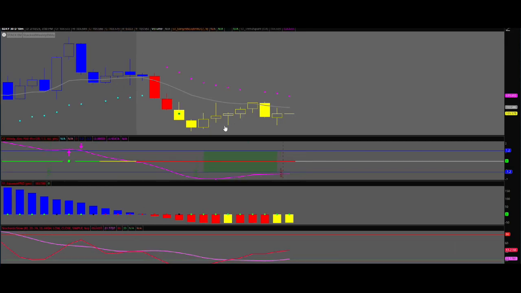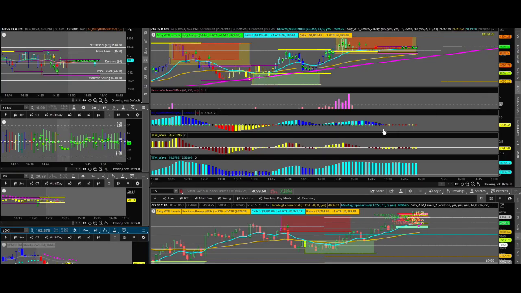So DXY, same thing, kind of an inverse with SPY. Sometimes it's correlated, but most of the time if you see DXY going up, you're going to see the SPY going down. So I just like to have a reference for that while I'm trading, and it's a good tool to also have. So there's my complete setup.